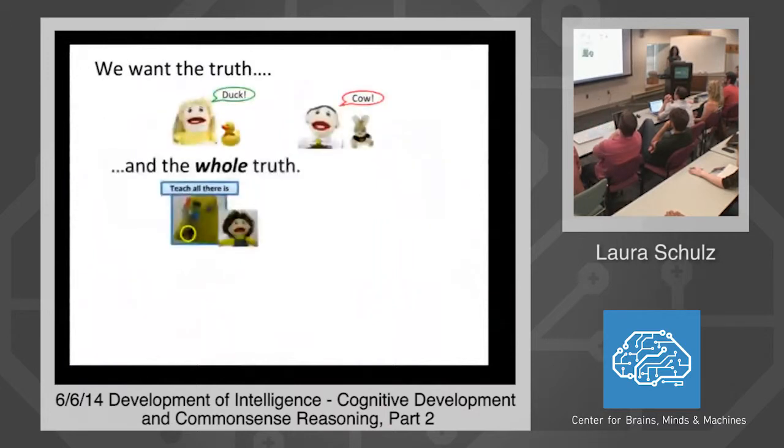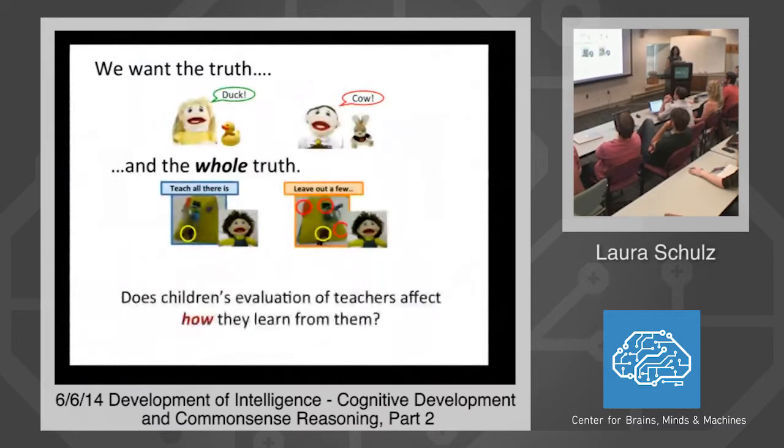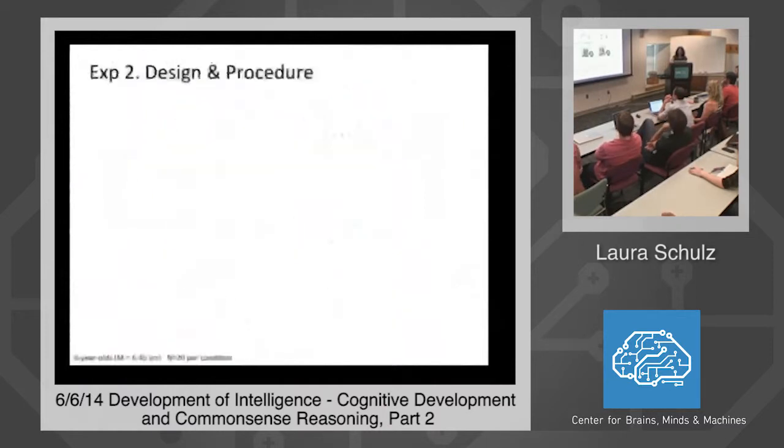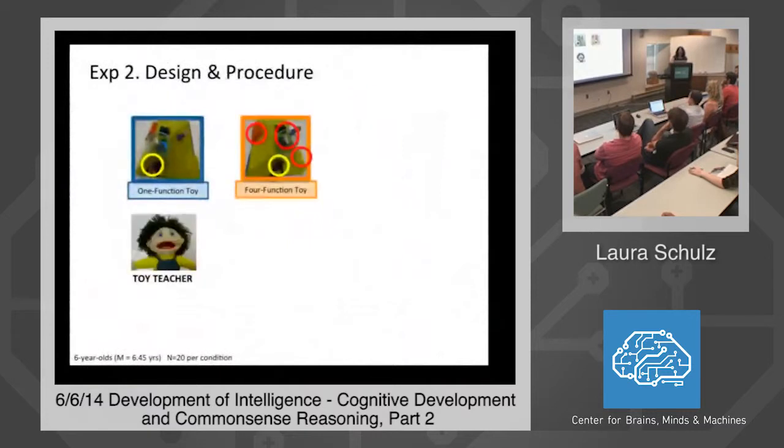I can't resist, so I'm going to show you one more study and show you a final follow-up. You might want to know how knowing that a teacher is being misleading affects the kid's own exploration. Can they compensate? What do they do if they think that the teacher is insufficiently informative?